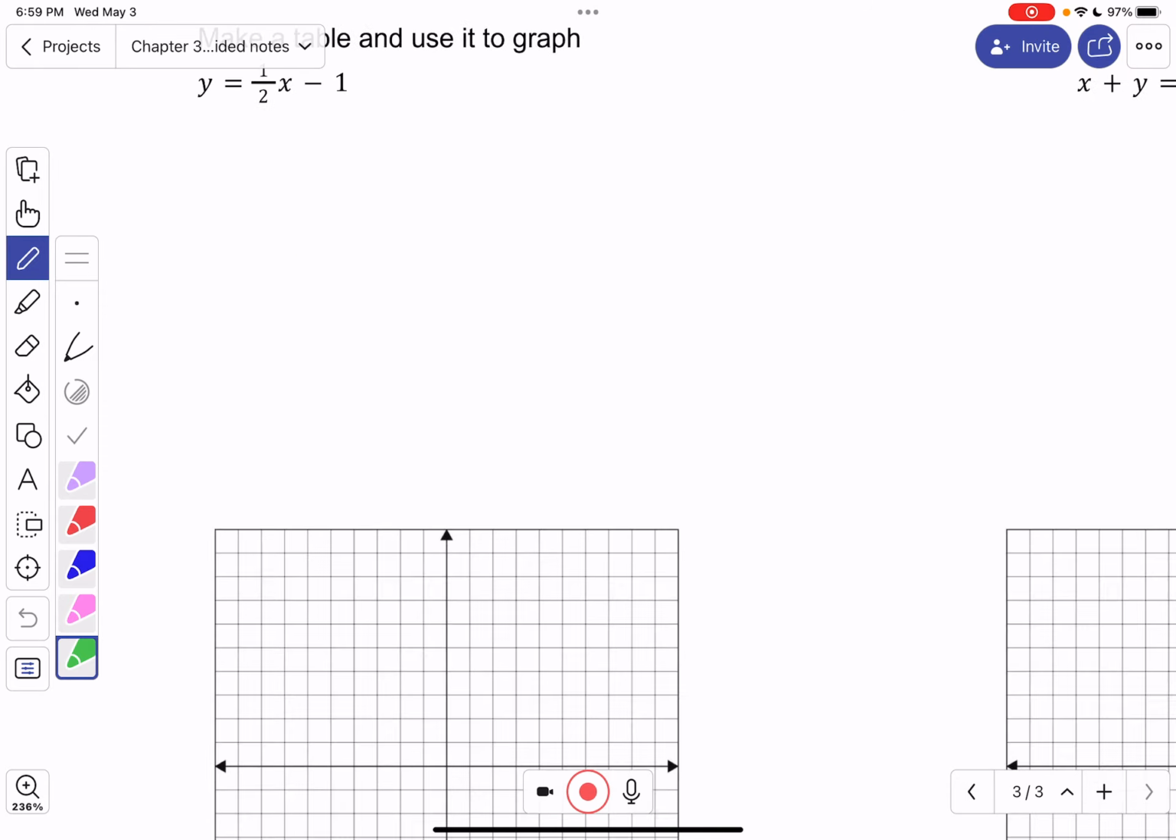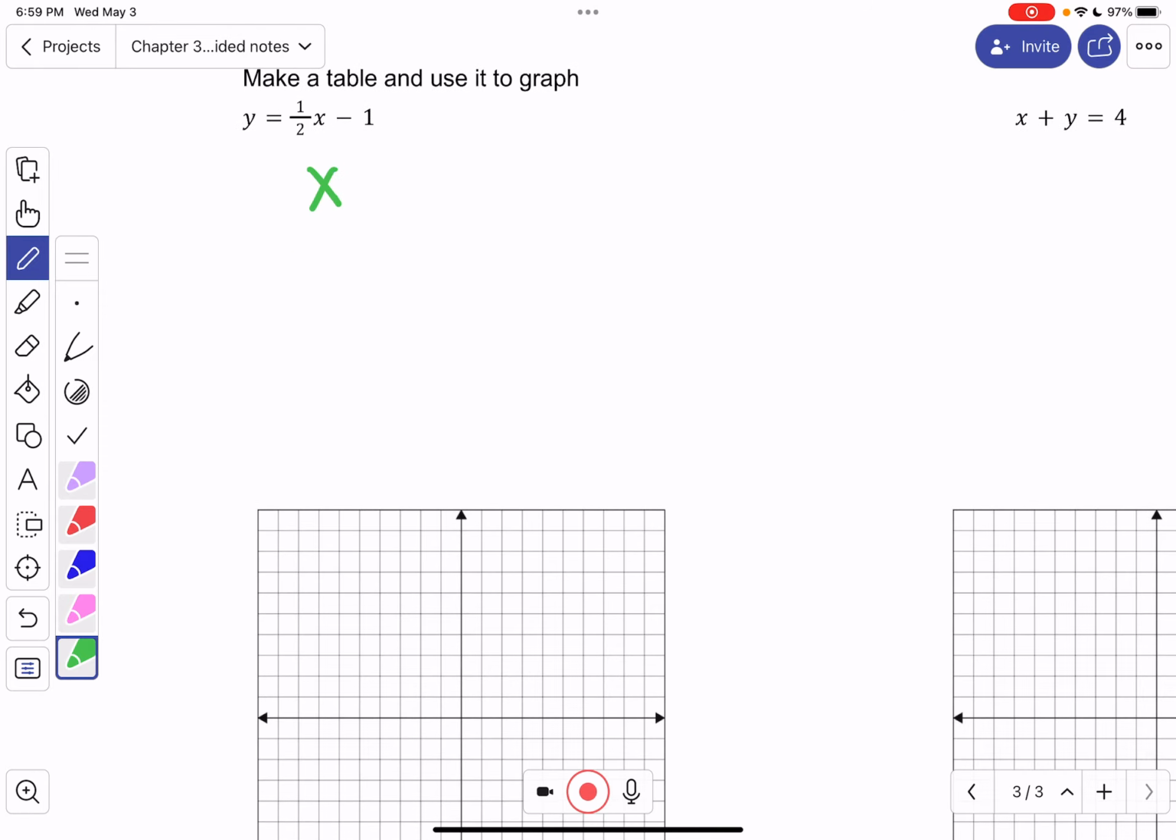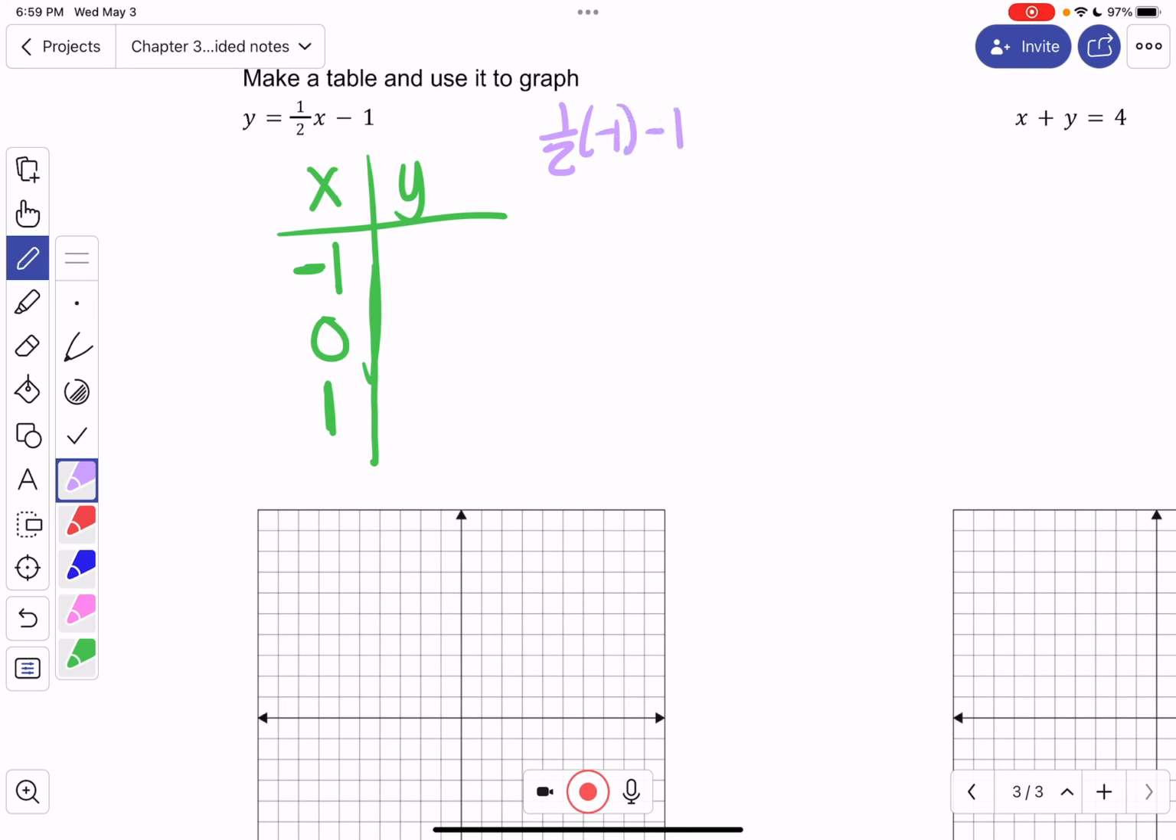So we're going to just pick 3 or 4 numbers for x to plug in and see what we get. I typically like doing a negative, 0, and a positive, but you can technically do any numbers you want. If I did negative 1, 0, and 1, we could plug those in. So 1/2 times negative 1 minus 1 is going to give us 1 point. So half of negative 1 is negative 1/2. Minus 1 is negative 1.5. So I can plot that point.